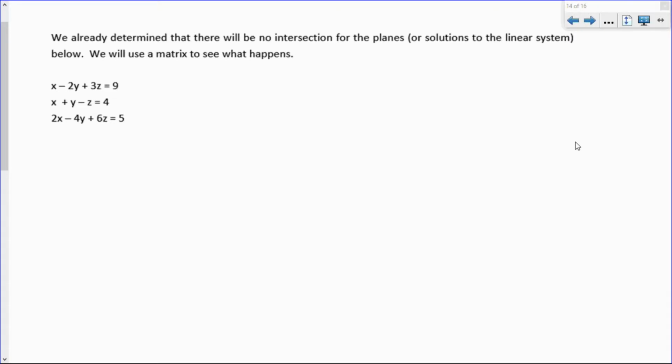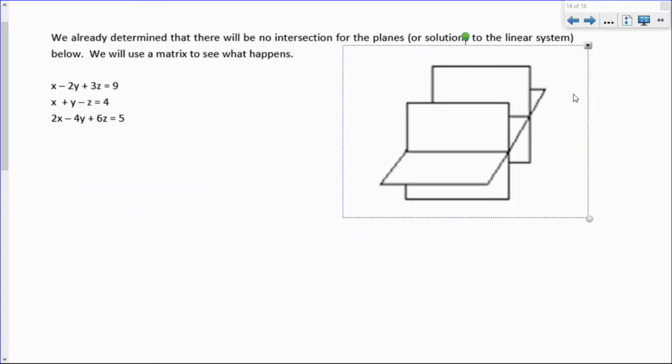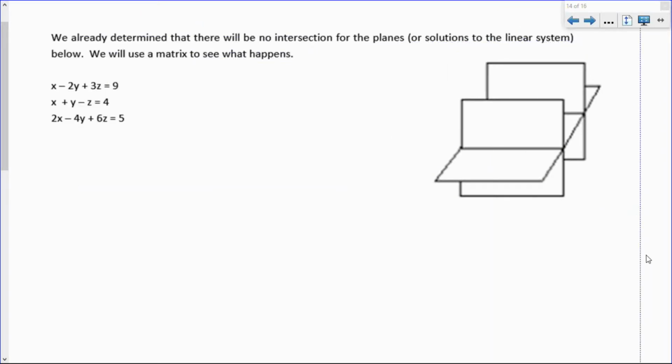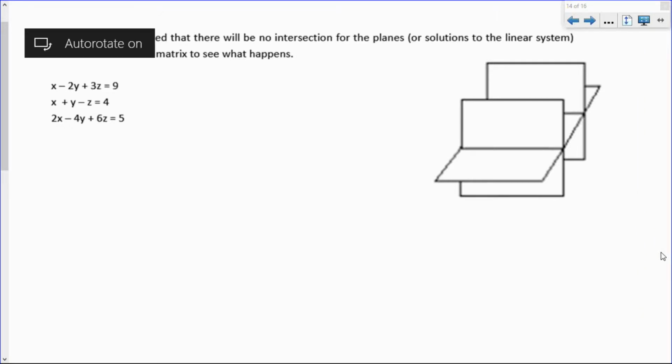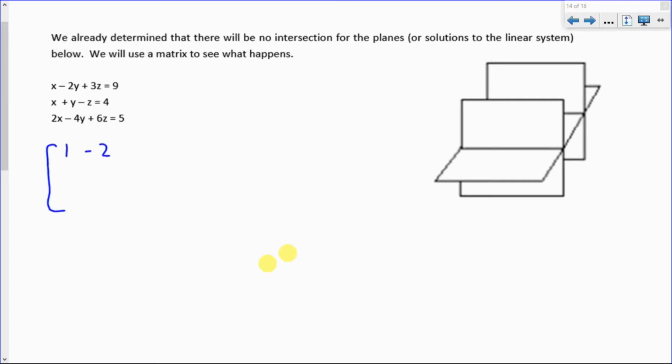So this is actually one of the examples that we looked at very early on in the lesson and determined that there was no intersection for these 3 planes because the first plane and the third plane were parallel planes but distinct. And so we get a picture something like that right there. But let's say that we were to go to solve this anyways, and let's see what happens when there's no intersection. We start by putting this into an augmented matrix, just like this.